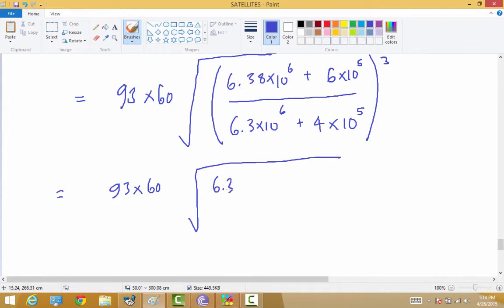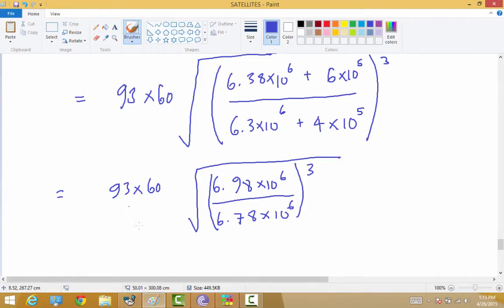So 6.38 times 6. Oh, sorry. Sometimes if you simplify it too much, you can make mistakes. Sometimes it's better just to put it straight into the calculator. 98 times 10 to the 6 over 6.78 times 10 to the 6. Now we'll put it in.